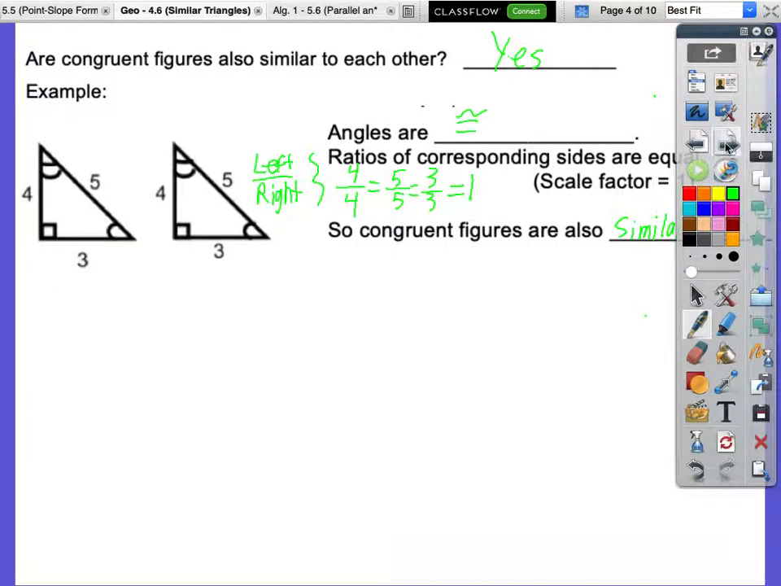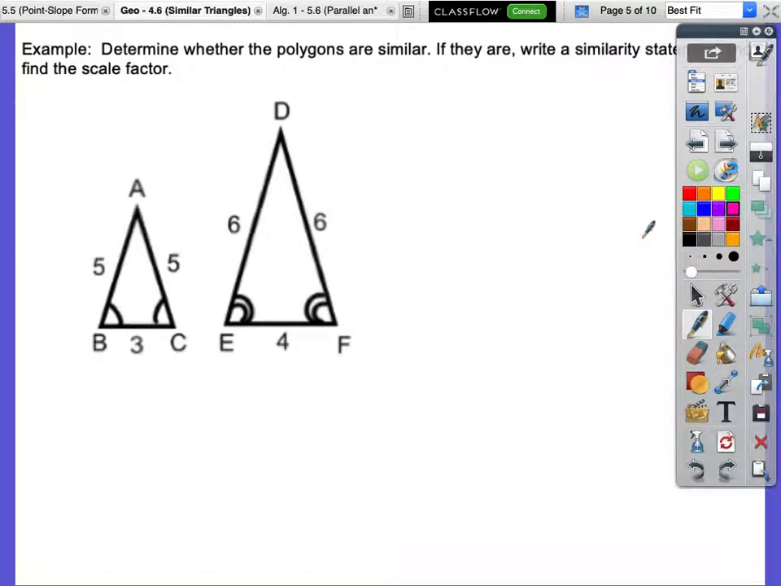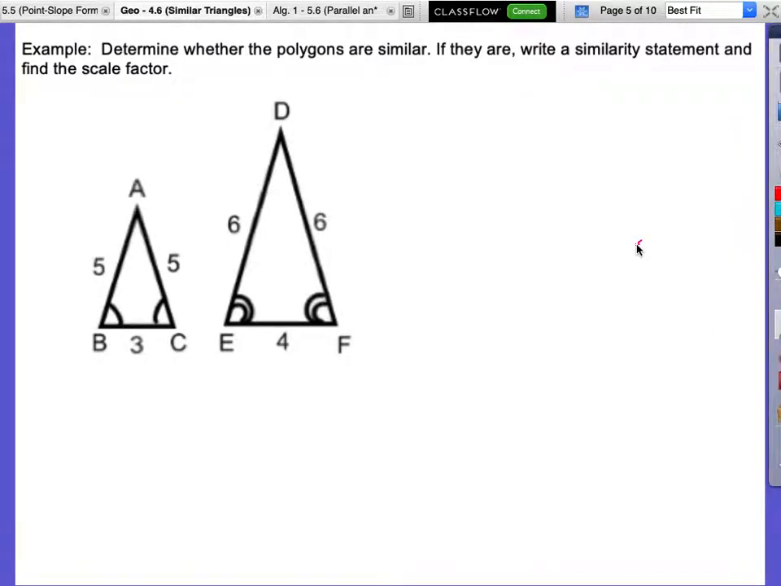Okay? Let's look right below this now. Determine whether these two polygons are similar, and if they are, write a similarity statement and find the scale factor. So, what do we need for two triangles to be similar? The ratio of corresponding sides has to be the same. So let's go with big to small, or small over big again. You're forgetting a triangle. Let's get some calculators real quick.